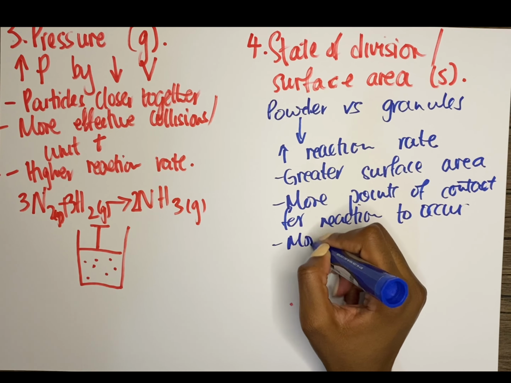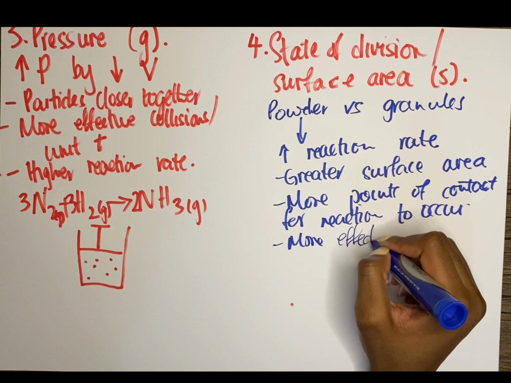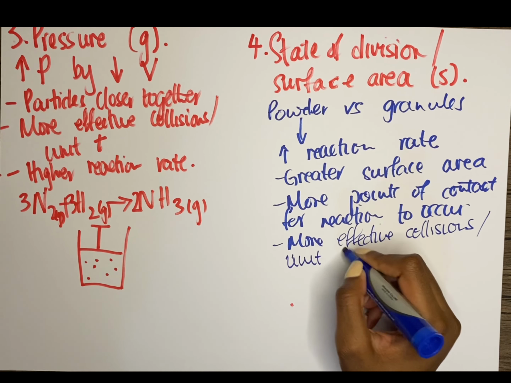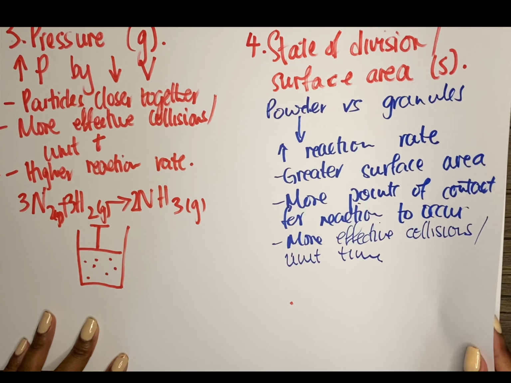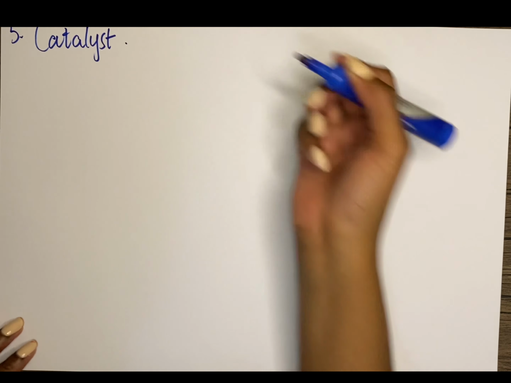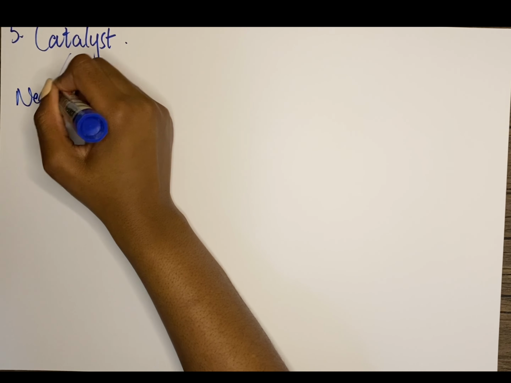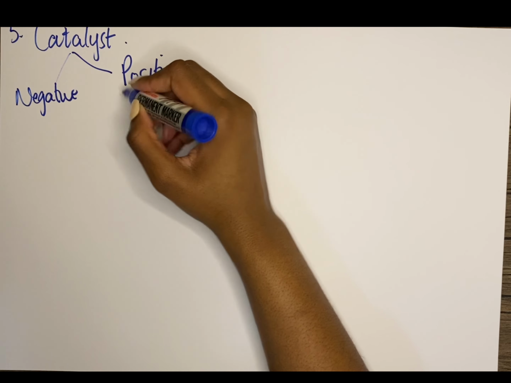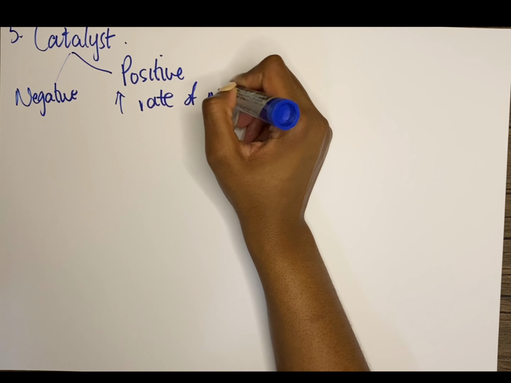Right? More effective collisions per unit time, and a higher rate of reaction. Right? And then number 5, we're going to speak about the catalyst. So what does a catalyst do to the rate of the reaction? You can either have a negative catalyst or positive catalyst. A negative catalyst decreases the rate of the reaction. Positive catalyst increases the rate of the reaction, right? Increases the rate of the reaction. How does it do that?